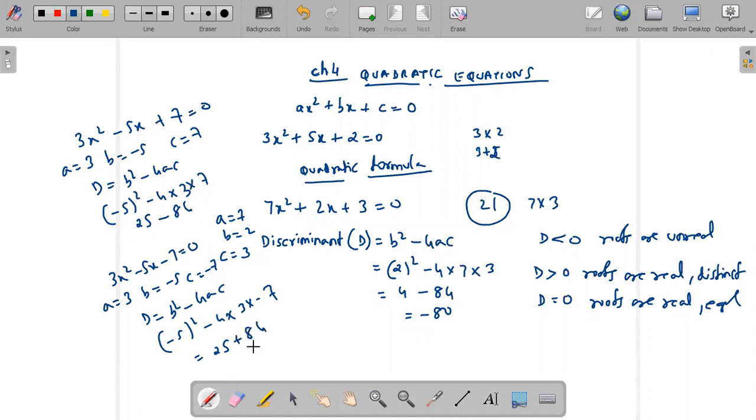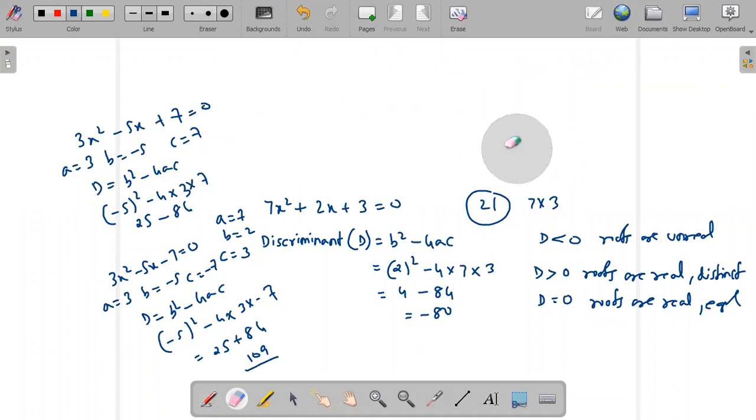And what is happening when you add this? You are getting 109. So what has happened? Our discriminant value has now become positive, greater than 0. So here when we were solving, we were getting negative. So these we will say unreal roots and we don't solve it. But when we are getting greater than 0 or equal to 0, then we have to solve it. Now, how are we going to solve that? So as I told you, when D is greater than 0, roots are going to be real and distinct.